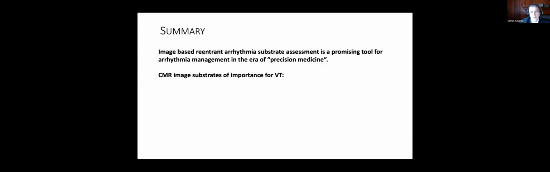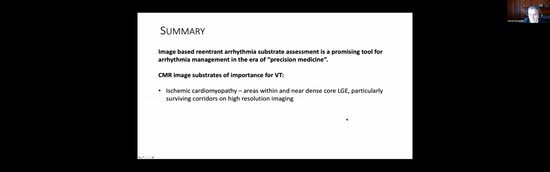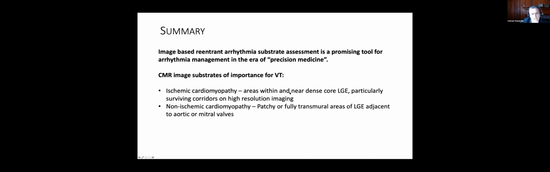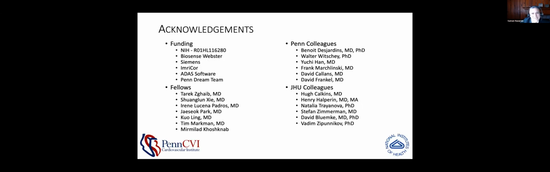So let me conclude here. Image-based reentrant arrhythmia substrate assessment, I think, is a very promising tool as we approach more and more this concept of precision medicine. CMR image substrates of importance for VT in ischemic cardiomyopathy are areas within and near dense core LGE, particularly surviving corridors and high resolution imaging. And stay tuned for data from our Infinity trial, where I think fat metaplasia will play an important role in identifying the most important sites. And in non-ischemic cardiomyopathy, patchy or fully transmural areas, particularly the ones adjacent to aortic or mitral valves. I'll stop there. Thanks so much for your attention, and thanks again for the invitation.